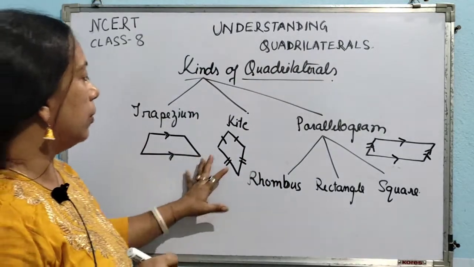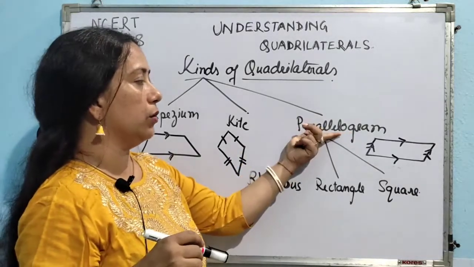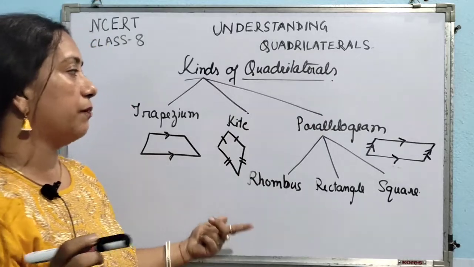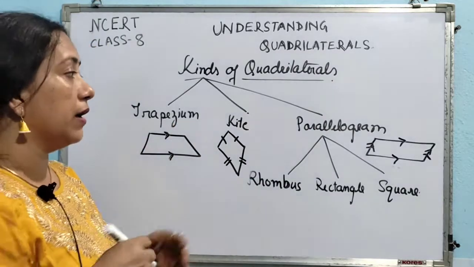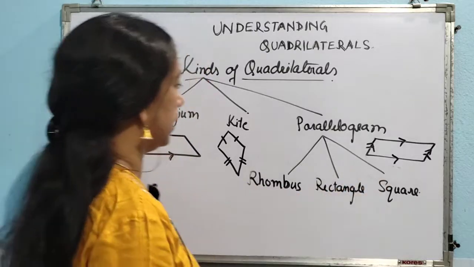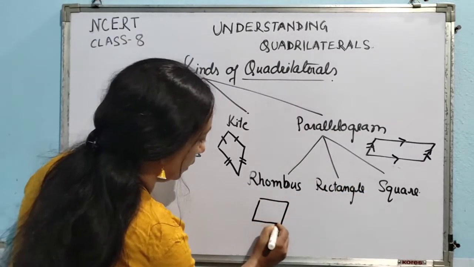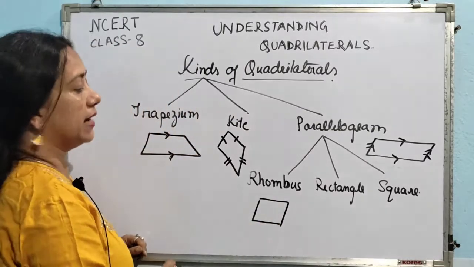Now we know about these three types of quadrilaterals. Under parallelogram there are some specific types of parallelogram, different kinds again. One is the rhombus, then rectangle, then square. Now what is a rhombus? It is a special type of parallelogram in which all the sides are equal.